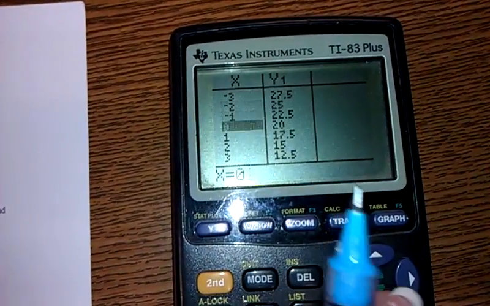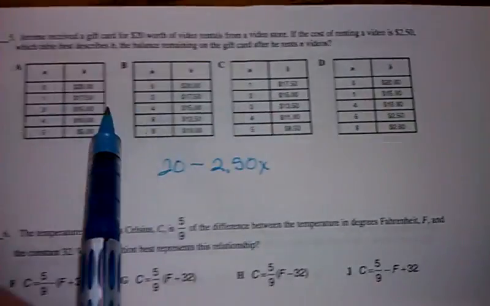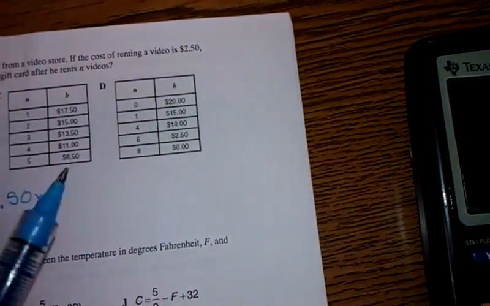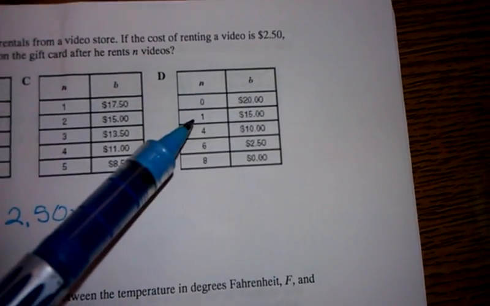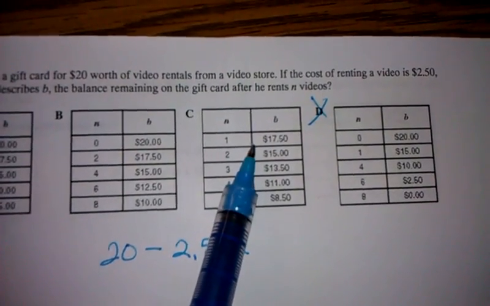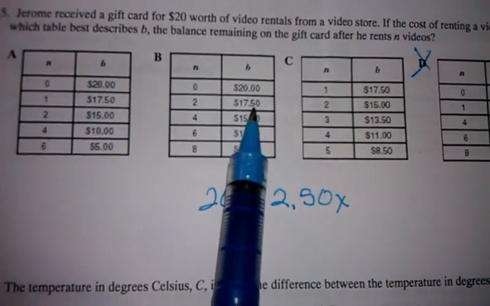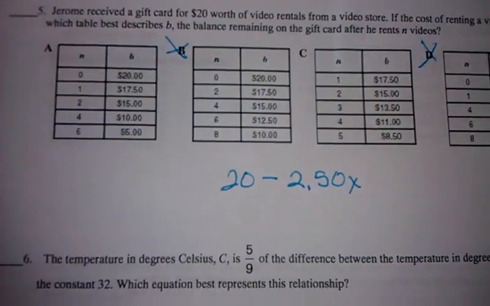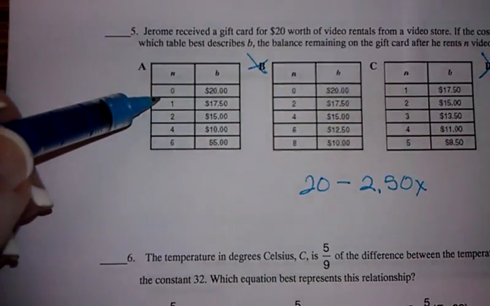I start at (0, 20). That one doesn't start there. The rest of them are okay. I've got (1, 17.50). Well, this one says (1, 15). That's not D. (1, 17.50), yes. That says (2, 17.50). It's not B. (1, 17.50).